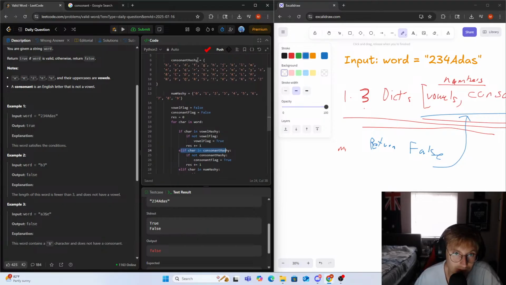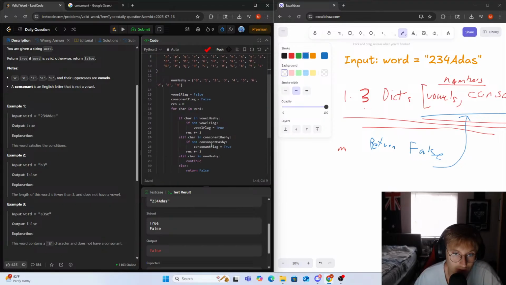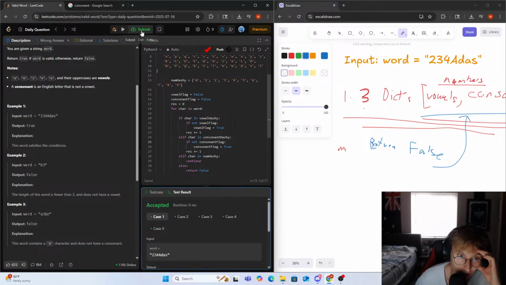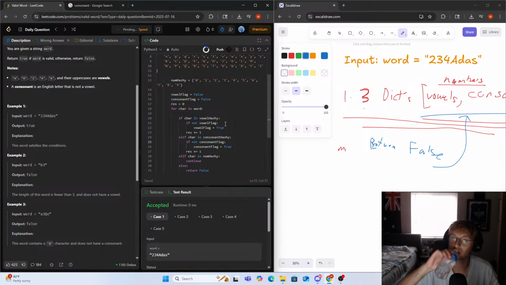Spelling consonant hashy, right? I would have got an error if this was wrong. Oh my god, I'm checking not the flag here. That's why. Consonant flag. That's why. Jesus, dude. It's so hard to see sometimes, bro.